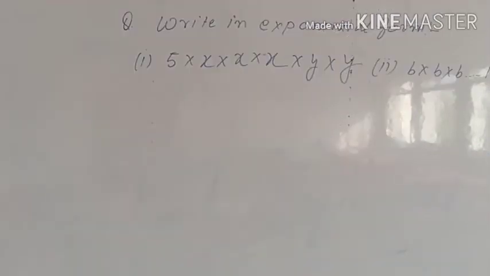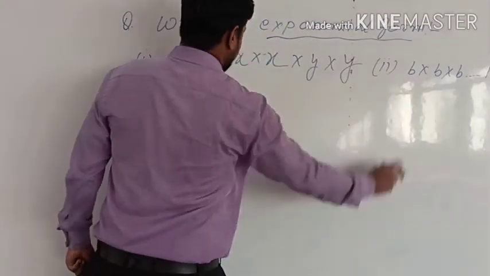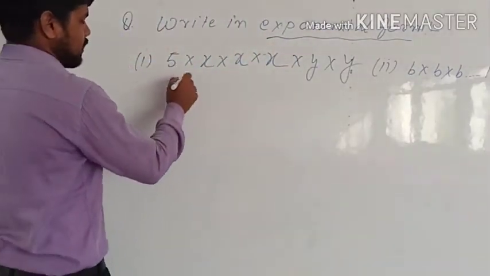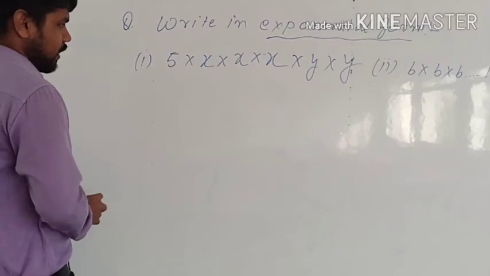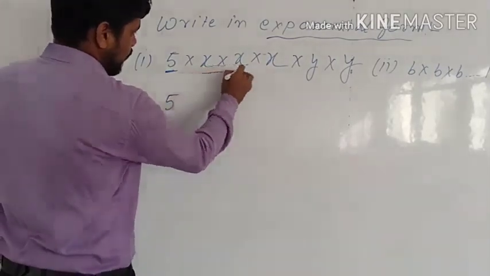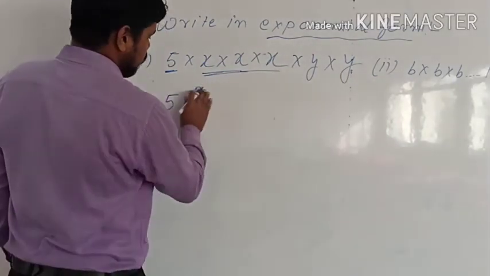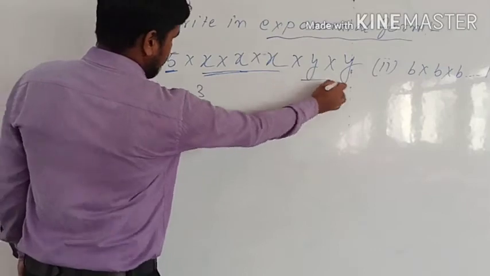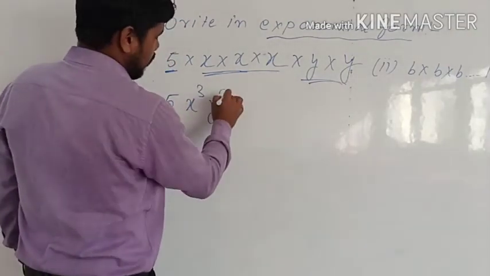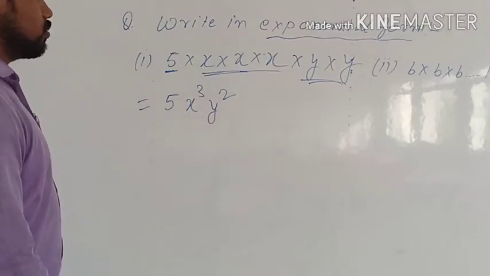Here some questions are there. For example, it is asking to write in exponential form, and these are the examples I have taken. So here you can see 5 times, and how many x are here? 3. So x to the power 3, and how many y are here? 2. So y to the power 2. So this will be the exponential form of this.